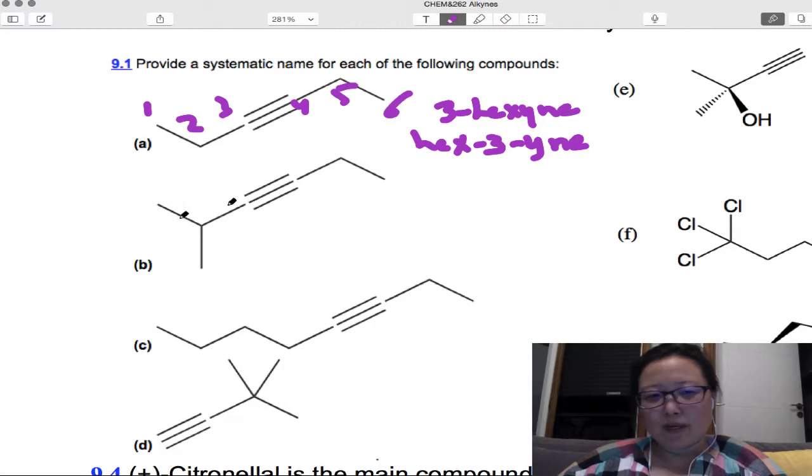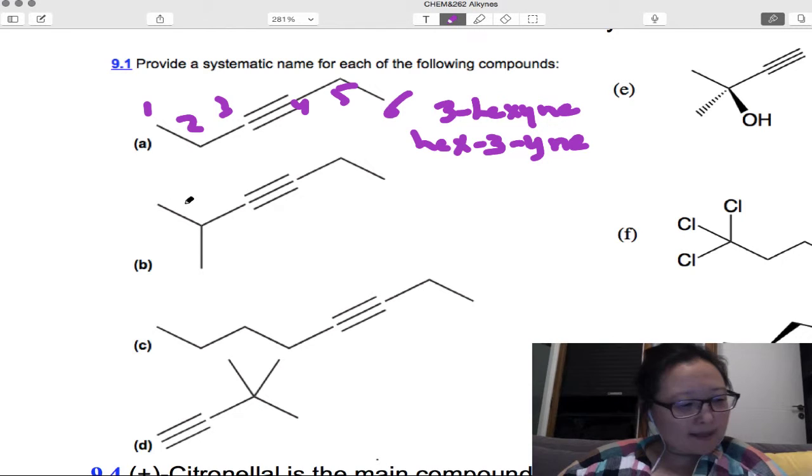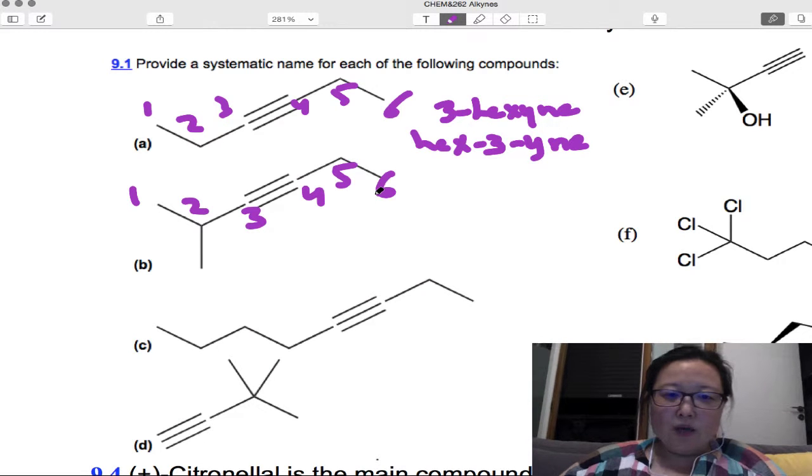So it wouldn't be 1-isopropyl-1,2,3,4-butyne. You have to number the longest chain containing the alkyne if possible. So we either go this way or we go the other way. And I think you guys know we have to go this way because of the branching. So we want a 2-methyl-3-hexyne, or a 2-methylhex-3-yne.